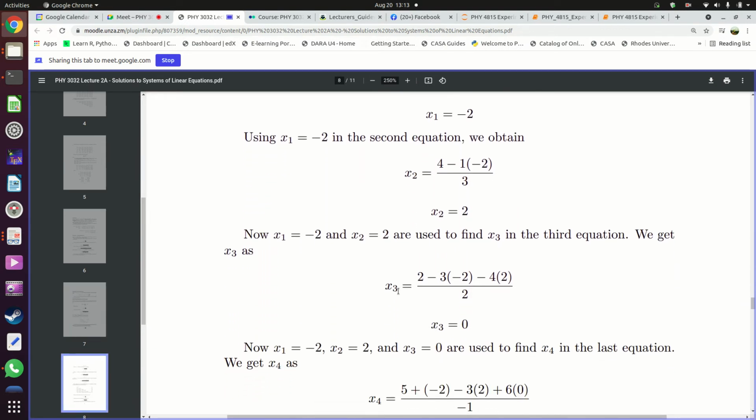You're going to end up with x3 equals (2 minus 3 times your x1 value, which is minus 2, minus 4 times your x2 value, which is 2) divided by 2. You're going to end up with x3 equals 0.